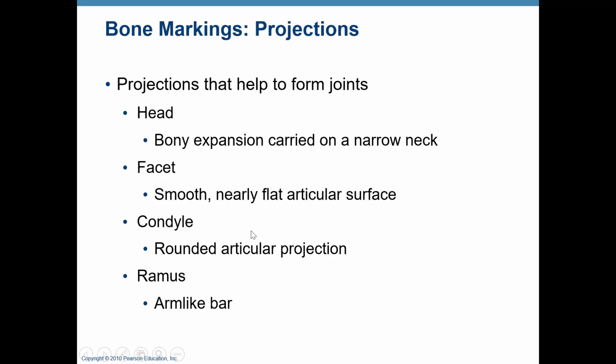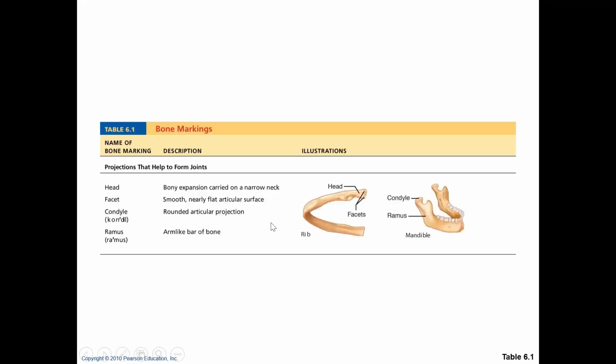Ramus, the only example of ramus that we need to know is on your mandible. And it kind of looks like an arm-like extension where you've got an upper part of the arm and a forearm. So let's look at the examples here. So this is your rib. This portion here is called the head, and then where it narrows will be the neck. And where it's nice and smooth, where it meets another bone, let's say your vertebrae, those are facets where it's nice and smooth.